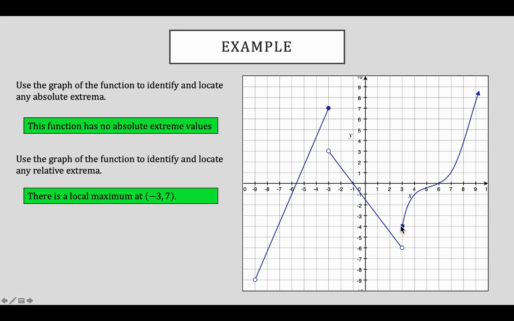All right, over here we could go through the same thing. However, notice that if I move to the left of this point, my y values go down, and if I move to the right of this point, the y values go up. Therefore, that would not be a local maximum or a local minimum. The only local extrema that I have is this point here at (-3, 7).